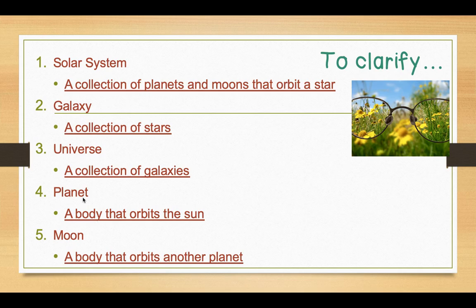So we want to make sure that as scientists, we use the terms correctly. We're only calling it a solar system if there's planets and moons going around a star. We're only calling it a galaxy if we're talking about just stars. And then the universe would be collections of galaxies, which could have solar systems in them. And then planets go around a sun. Moons go around a planet. Okay, so make sure that all makes sense. You got the difference between those different terms of stuff we find in the universe.